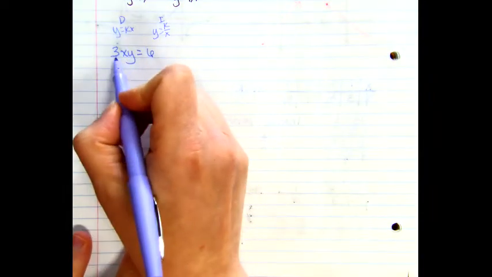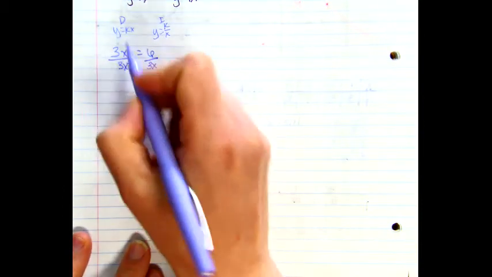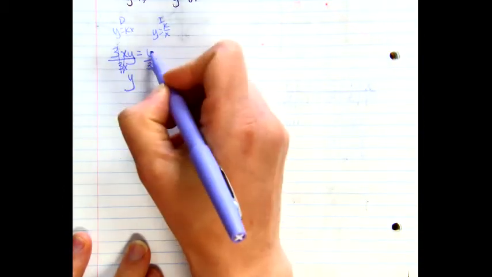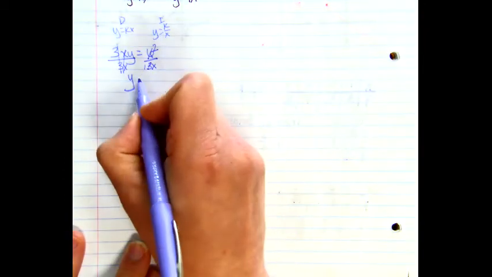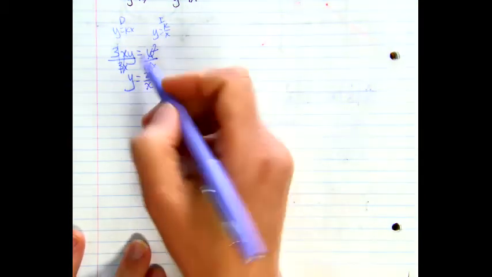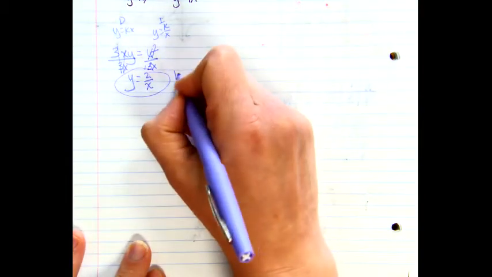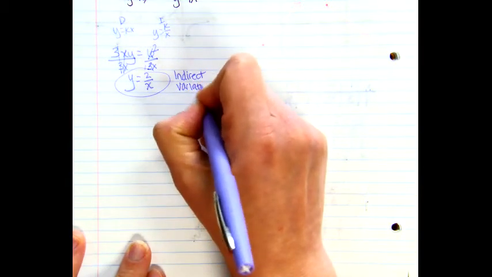So if I need to get the y by itself, I would divide each side by 3x. So I have a y, and then 6 over 3 simplifies to 2 over 1. So y equals 2 over x, and that looks like inverse variation to me. So just from the equation, I can tell.